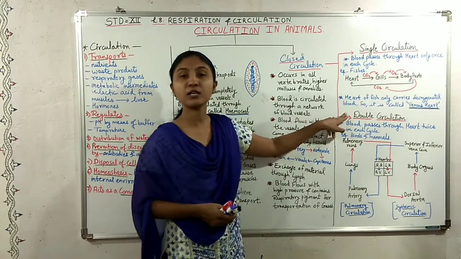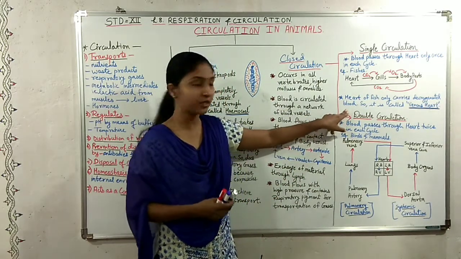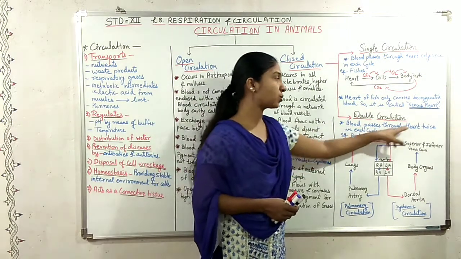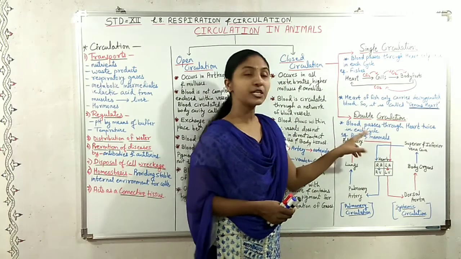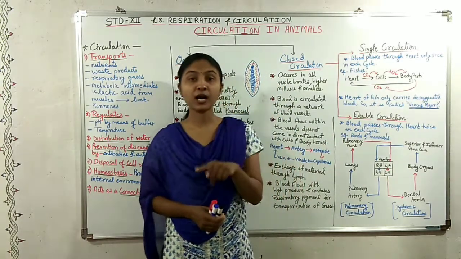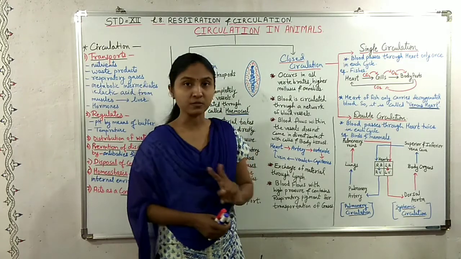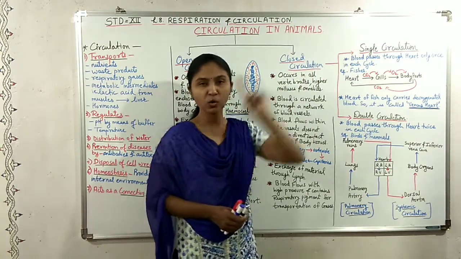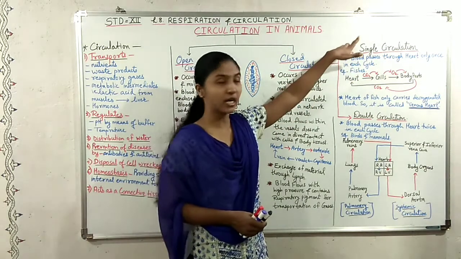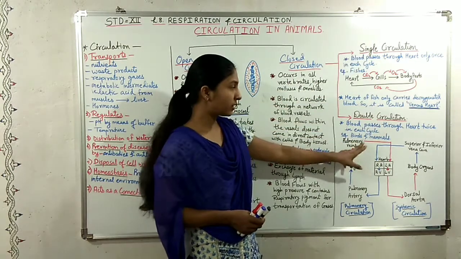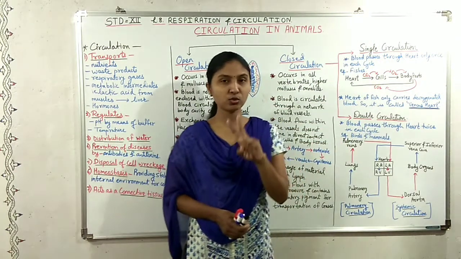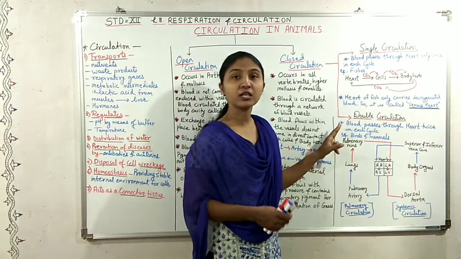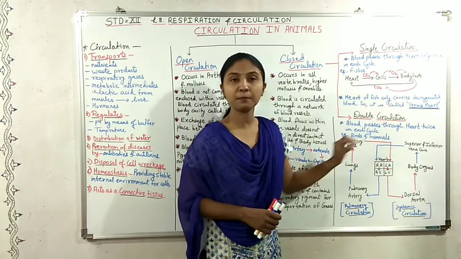The second type is double circulation. In this type of circulation, the blood passes through the heart twice in each cycle. In one cycle, the blood passes through the heart 2 times. That's why it is called double circulation. Whereas here, the blood only passes 1 time. That's why it is called single circulation. This type of circulation is seen in birds and mammals.